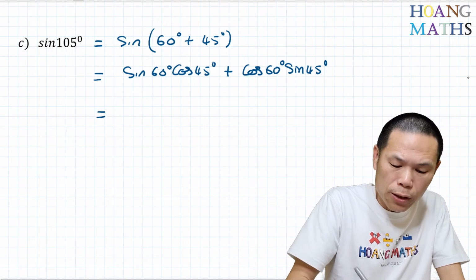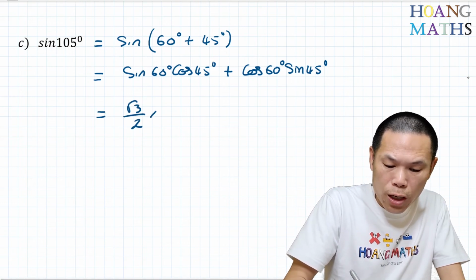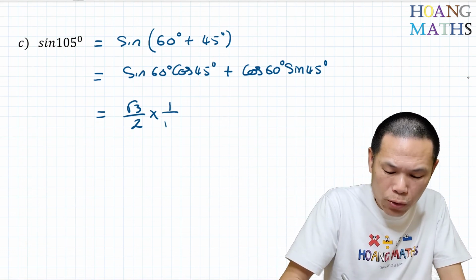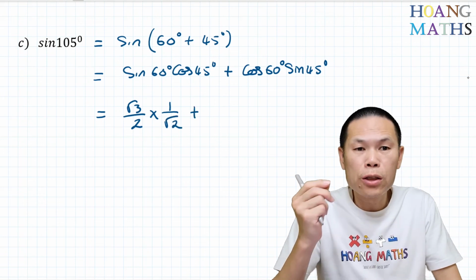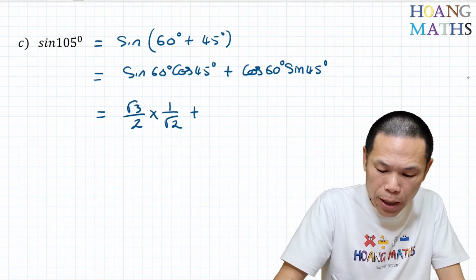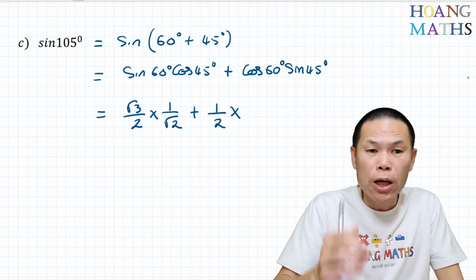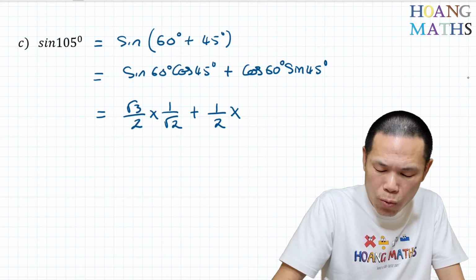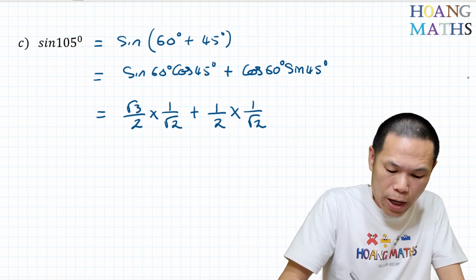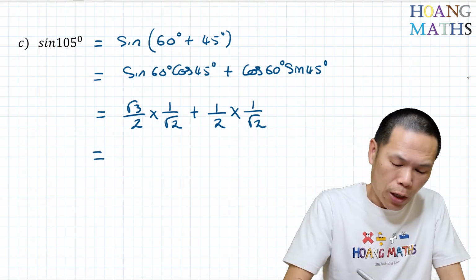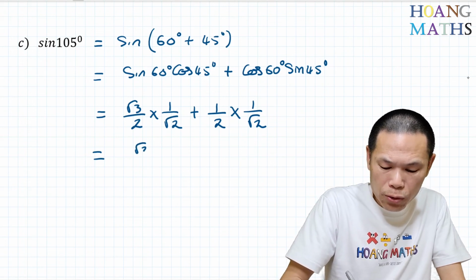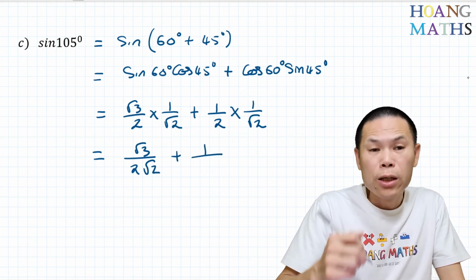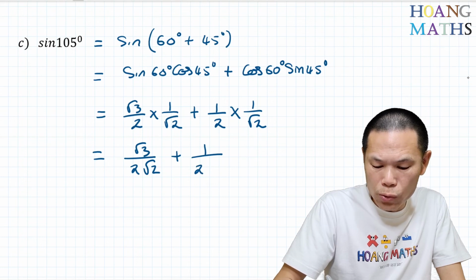Now I just need to work out sine and cos of 60 and 45 degrees. Sine of 60 degrees is root 3 over 2, and cos of 45 degrees is 1 over square root of 2. And we add cos of 60 degrees, which is a half, so that becomes 1 over 2, times sine of 45 degrees, which is 1 over square root of 2. Let me tidy up a little bit. That gives root 3 over 2 square root of 2, plus 1 over 2 square root of 2.